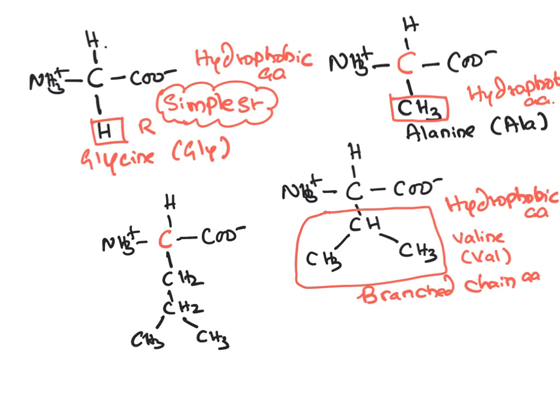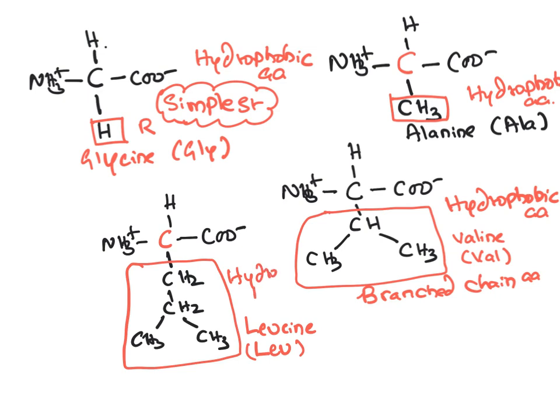So there is a branching like valine. Leucine also has a branch. The only difference is that it has one more CH2 than valine. So this is leucine. Leucine is again a branched chain amino acid, and the 3-letter abbreviation for leucine is LEU. It is a branched chain and hydrophobic, just like valine. So it is also a hydrophobic amino acid, and it belongs to the branched chain category, just like valine.